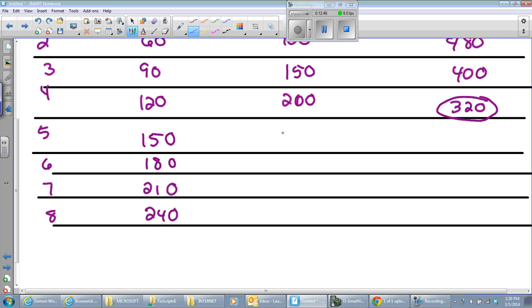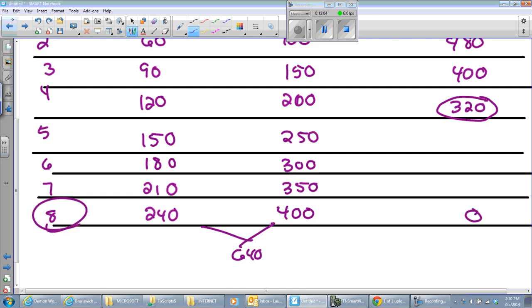Okay, these will be 250. This will be 300, 350, and 400. And right here, you notice these two numbers are 640. So there would be 0 miles left. So it took 8 hours. Now it took a long time to do.